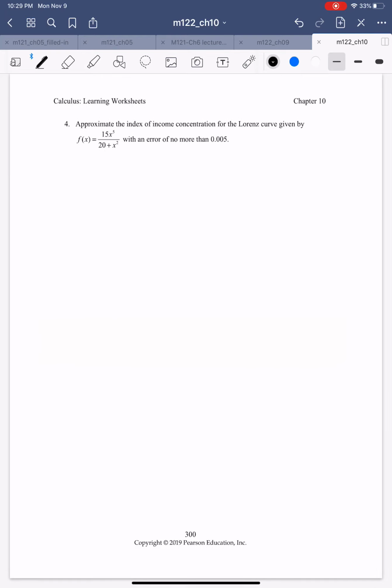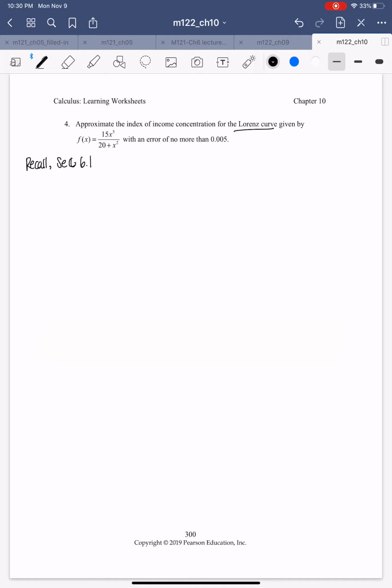Last exercise is approximate the index income concentration for the Lorentz curve given by f of x, 15x to the fifth power divided by 20 plus x squared, with an error no more than 0.005. Now, let's recall one thing that you have to know, which is what a Lorentz curve is, and this is in section 6.1 of your textbook.